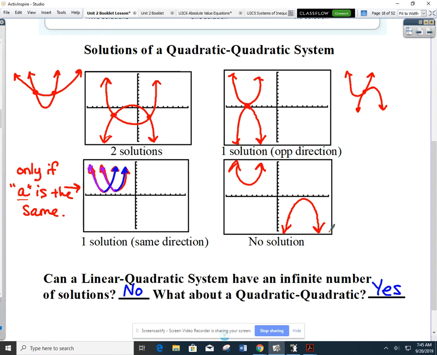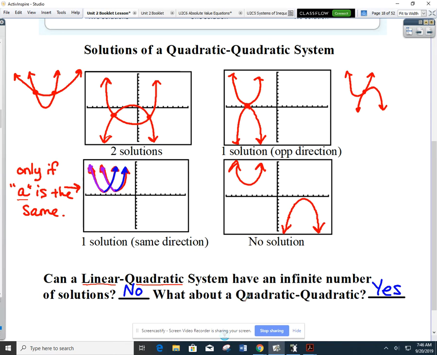And the last, no solution. If you had these pointing in opposite directions, then they're going to point away from each other and never intersect. The answers to the questions down here, can a linear quadratic have an infinite number of solutions? The answer to that is no. You can't have a line that touches every point on a parabola.